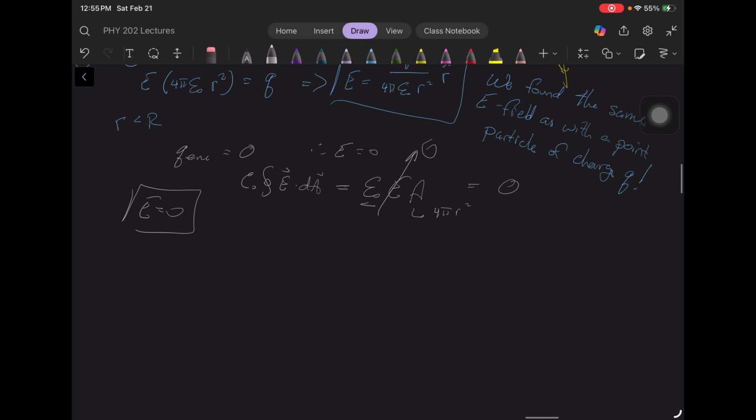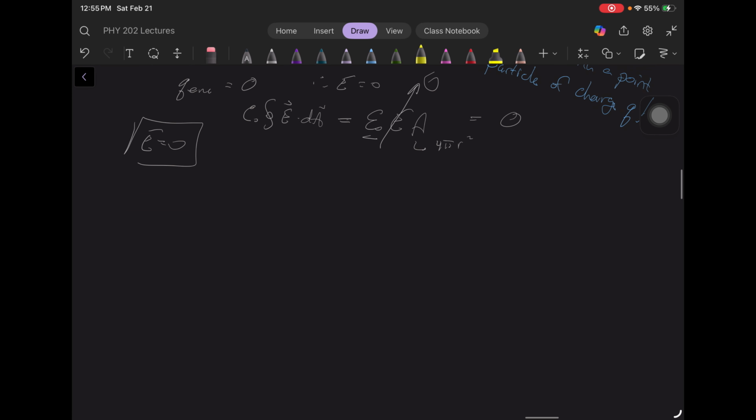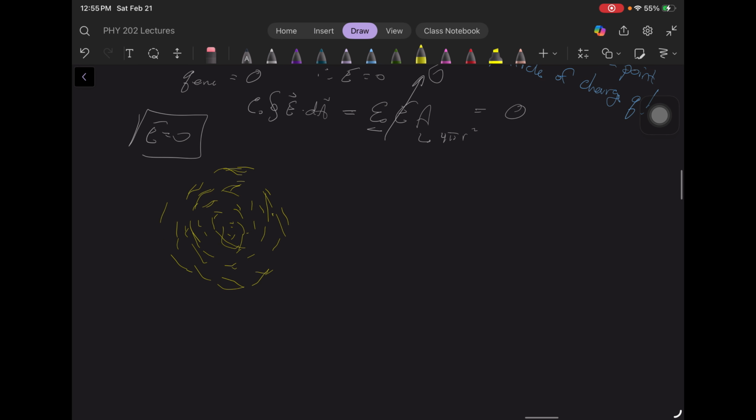Okay, let's do something maybe slightly more interesting. Let's say our charge distribution is still going to be uniform, but let's say it's not just a thin shell. Let's say maybe it's a volume thing. All right, and so maybe this is all some charge with a total charge Q.